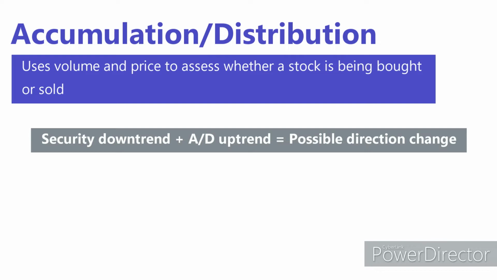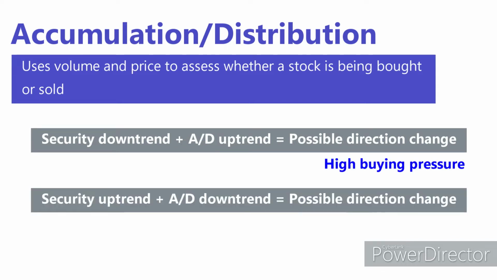What you want to look for is if the security is in a downtrend, but the accumulation distribution chart is in an uptrend, then this could flag the possibility of the security's trend changing directions. This is caused by high buying pressure. It works the other way around as well. If a security is in an uptrend, but the AD is in a downturn, then the change in direction is possible. This shows high selling pressure. The chart is not usually used on its own, but is paired with price action analysis or fundamental analysis, which will be discussed in future videos.